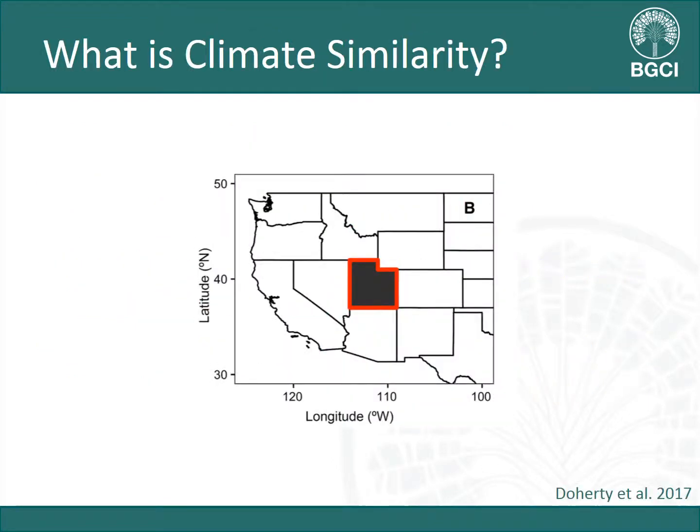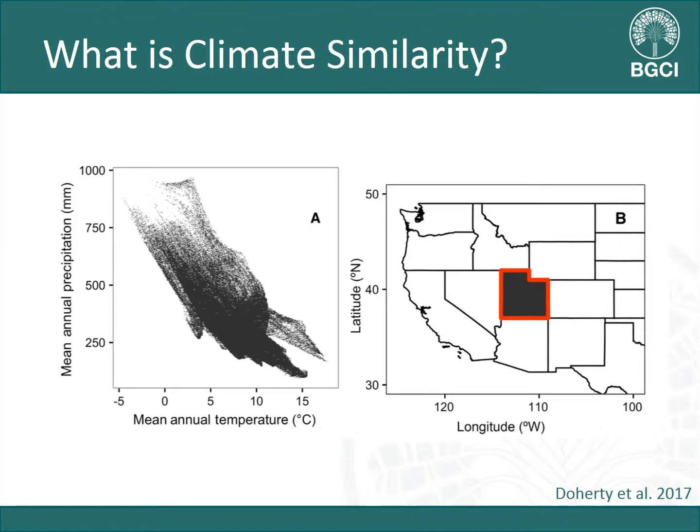To understand how Seed Selector operates, we must first understand the concepts of climate space and climate similarity. We will examine the state of Utah in the United States as an example. Here we extract two pieces of climate information, mean annual temperature and precipitation for this region, and plot them in the panel on the left. We refer to the resulting cloud of points as the climate space. Each point in climate space has a corresponding geographic location, 1 kilometer by 1 kilometer pixel, in the state of Utah.